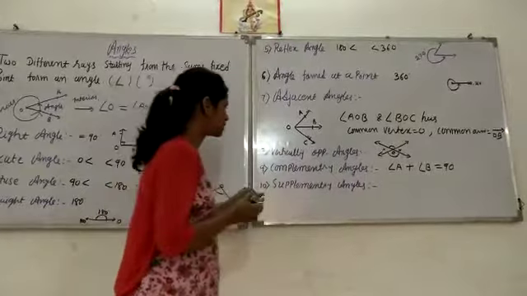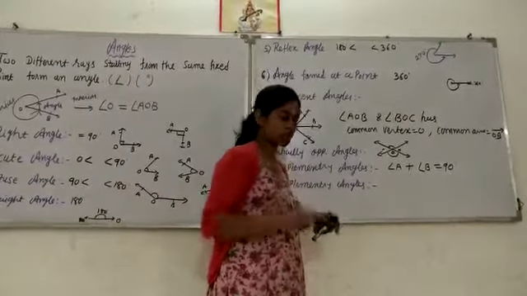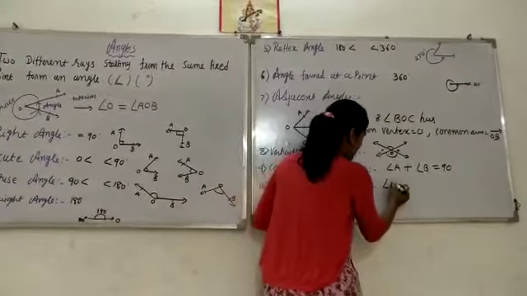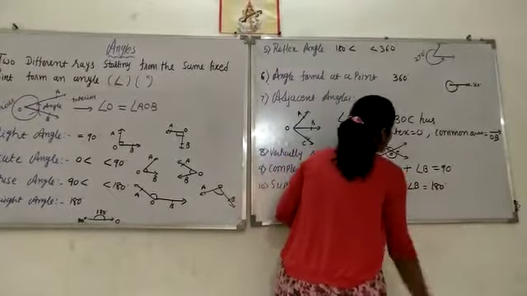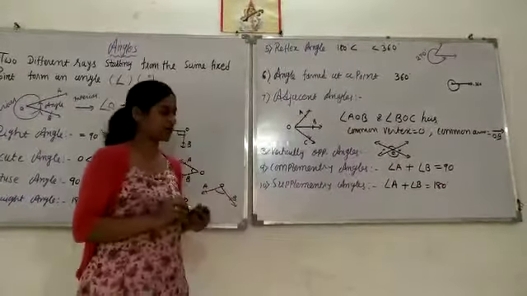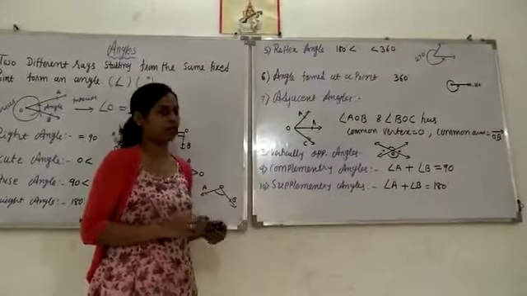Supplementary angles. Supplementary angles means those angles whose addition is 180 degrees. This type of angles is called supplementary angles.